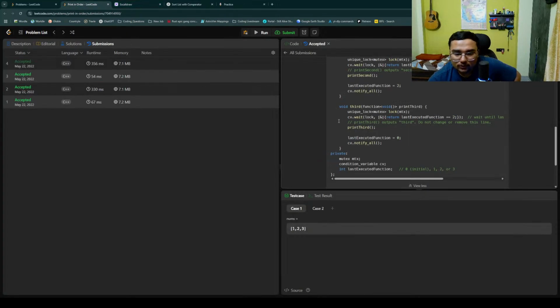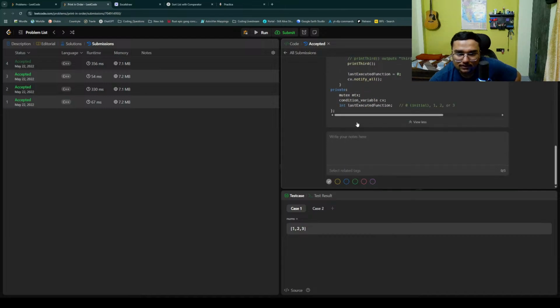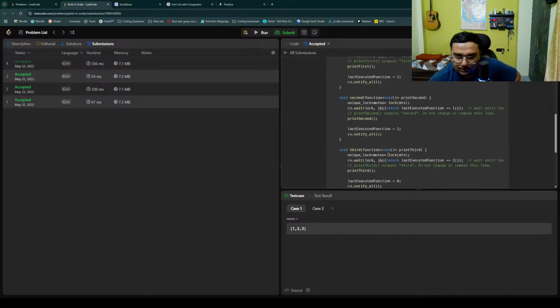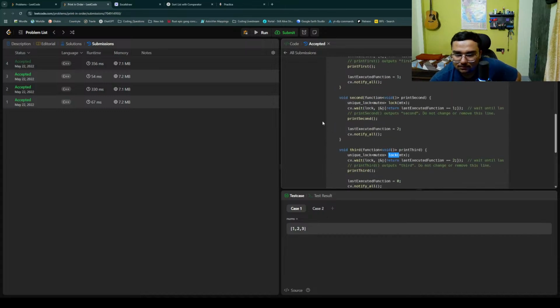So I believe we are not calling unlock anywhere. So this thing, right? cv dot wait lock. What is cv? We are not unlocking this, right? I believe when this goes out of scope, it automatically gets unlocked. That's what I'm assuming, and I think that is correct. cv dot wait lock.